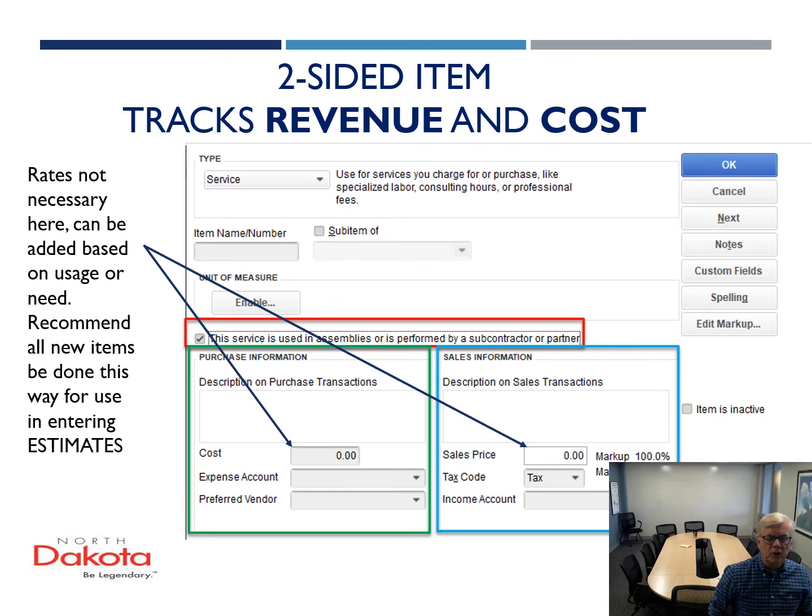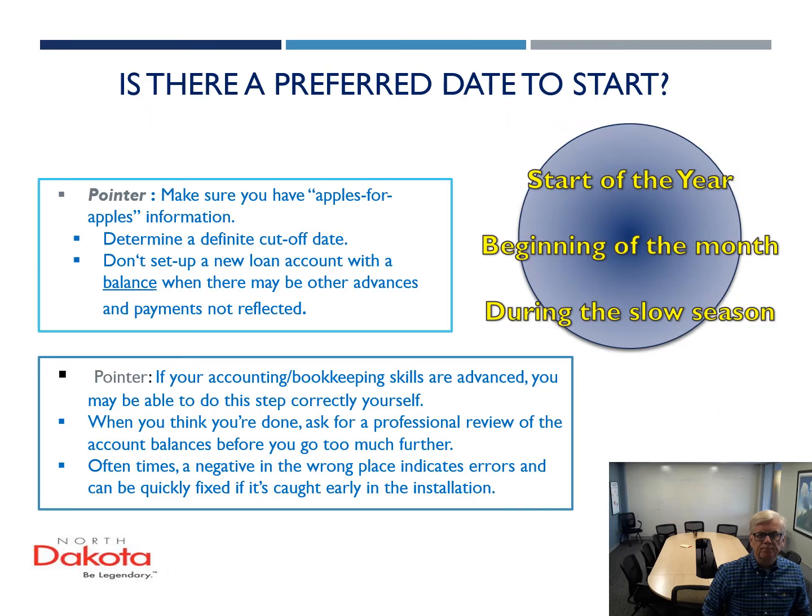And then if you turn on this box, the services used in assemblies are performed by a subcontractor partner. If you click that, then you get the option to enter the cost side. So every time you create an item, you can do the cost and the selling price. You don't have to put any cost, you can leave those at zero, but later on, if you want to, you could add the cost and the selling price at the same time.